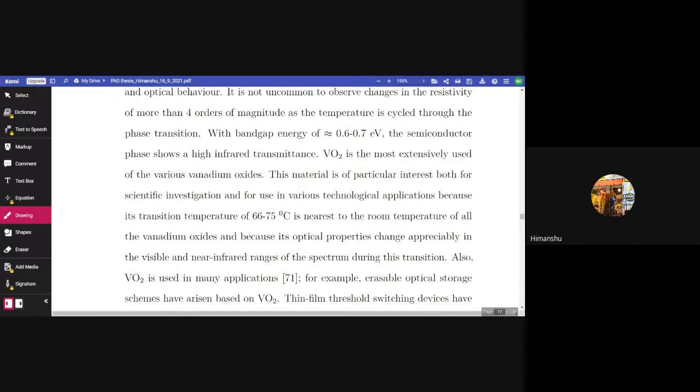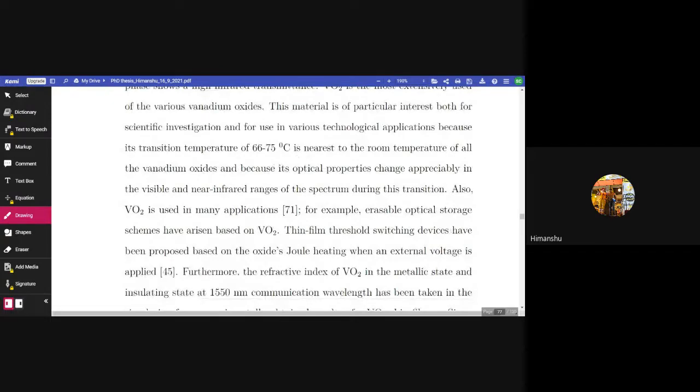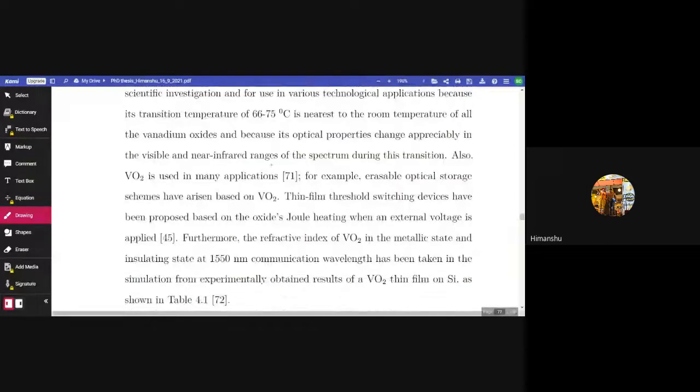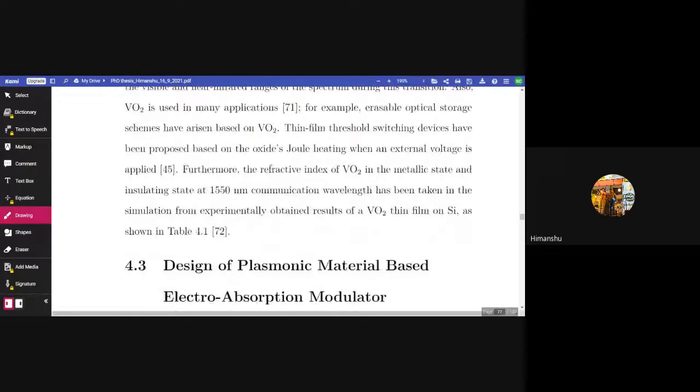Also, vanadium dioxide is used in many applications. Reference 71. For example, erasable optical storage schemes have arisen based on VO2. Thin film threshold switching devices have been proposed based on the oxide's Joule heating, when an external voltage is applied, reference 45. Furthermore, the refractive index of vanadium dioxide in the metallic state and insulating state at 1550 nanometer communication wavelength has been taken in the simulation from experimentally obtained results of a VO2 thin film on silicon as shown in table 4.1, reference 72. Now coming to section 4.3, design of plasmonic material based electro absorption modulator.